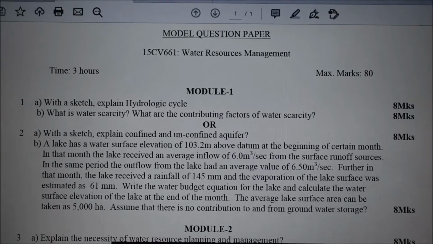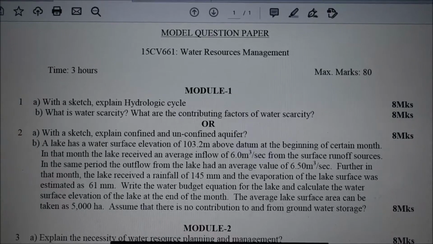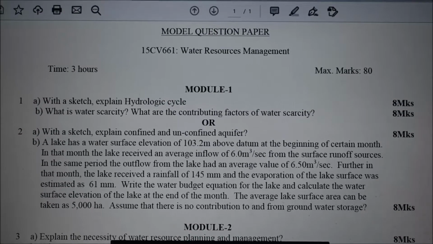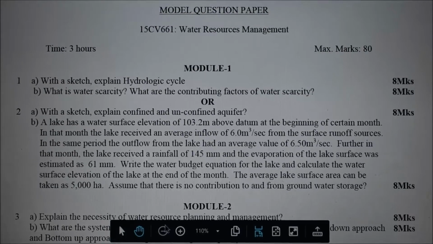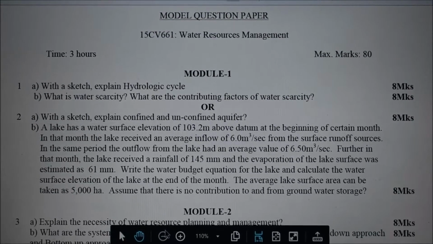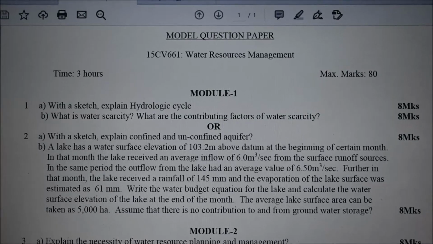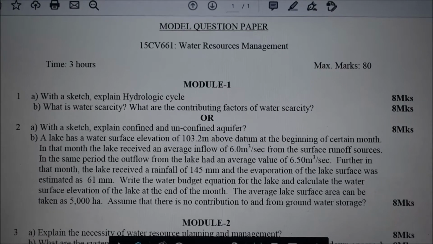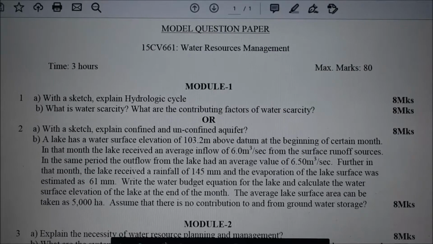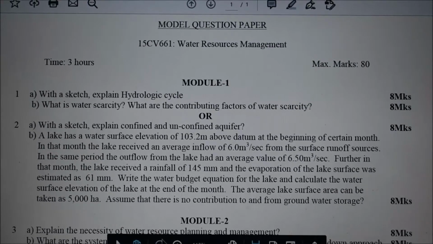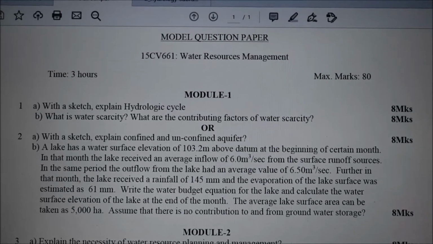as 61 mm. Write the water budget equation for the lake and calculate water surface elevation of the lake at the end of the month. The average lake surface area can be taken as 5000 hectares. Assume that there is no contribution to and from groundwater storage. So let us solve this problem from this model question paper, guys.